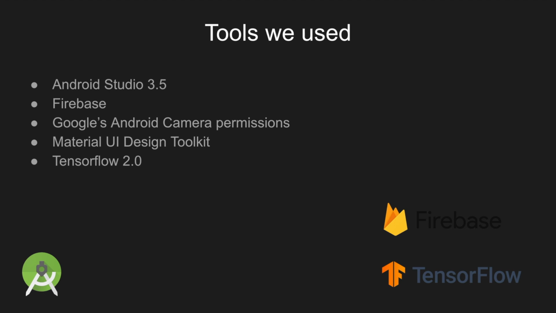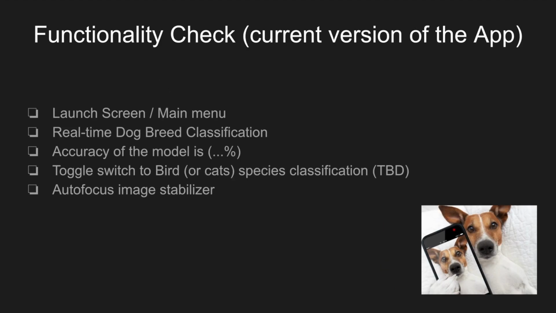Tools we have used: Android Studio 3.5 for developing our application, that's going to be our IDE, and Firebase to train our model, Google Android camera permissions obviously for the application, a Material UI design toolkit for the application, and TensorFlow 2.0 is used to train the model.